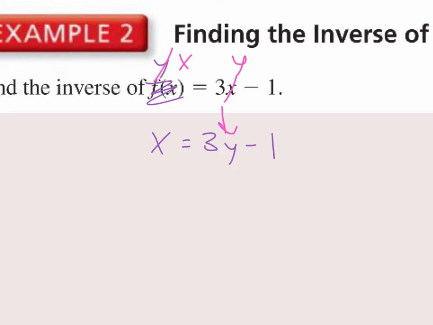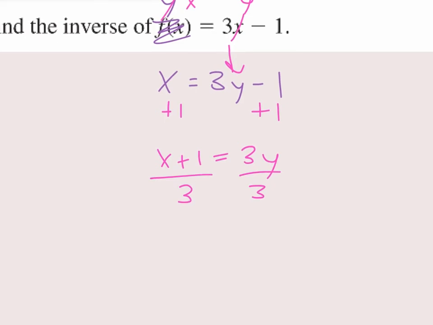So what should I do first to solve for y? How do I get that y all by itself? Add 1 on both sides. So I have x plus 1 is equal to 3y. What's next? Divide both sides by 3. So I get y is equal to x plus 1 over 3. And this is my inverse function.